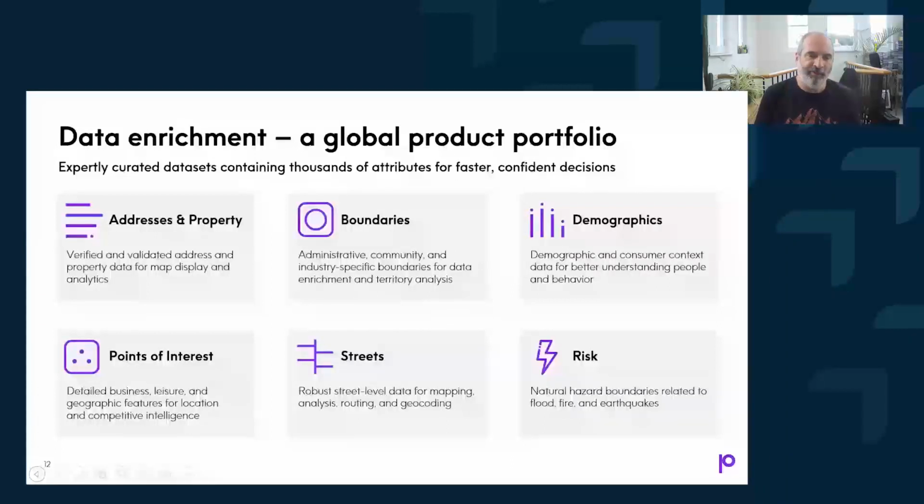So, what do we bring in terms of enrichment data? Well, the first thing is that we have a global portfolio of products, and they are around address and property. So, being able to look at where an address is located, the building footprints that are associated with the address, the land use parcels, the property attributes, and connecting that data together.